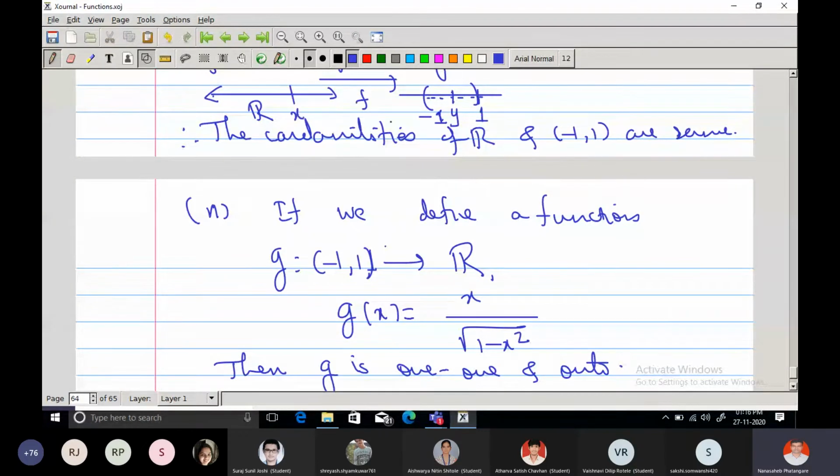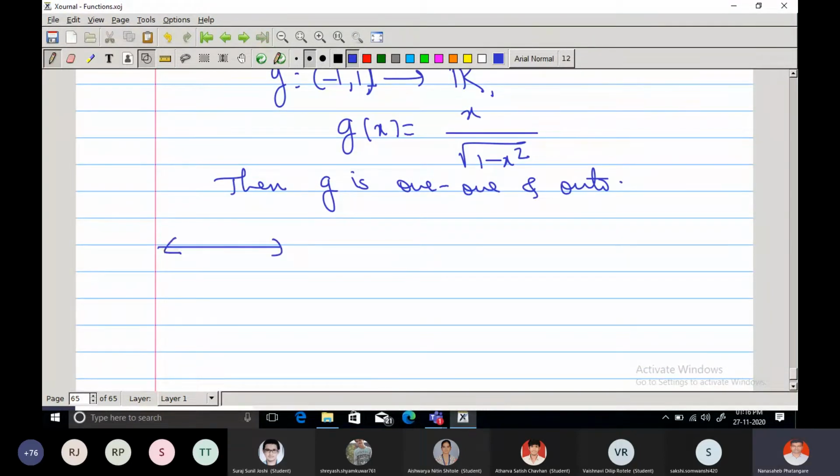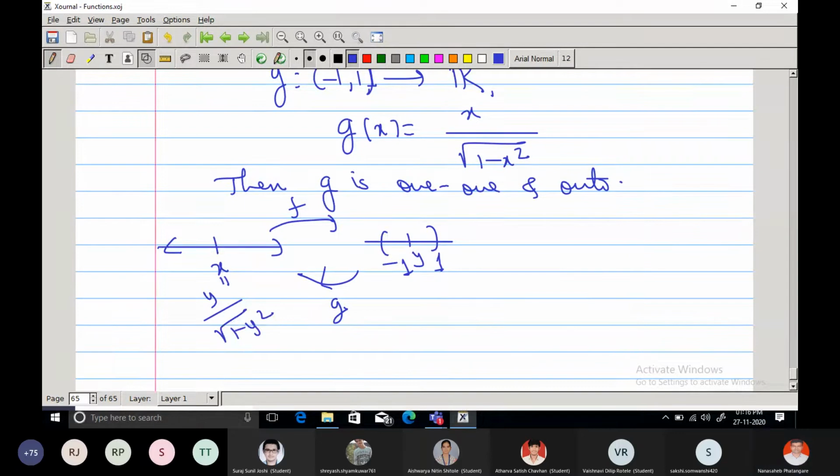You understand? By previous discussion, if y is in minus 1 to 1, then how did we produce x in this case? If this is my f, then how did we produce x? Y upon square root of 1 minus y square. Is it clear? The corresponding pre-image under f.